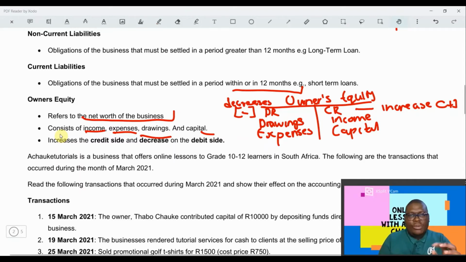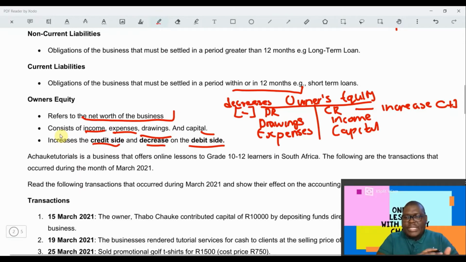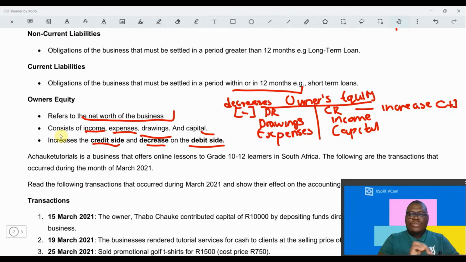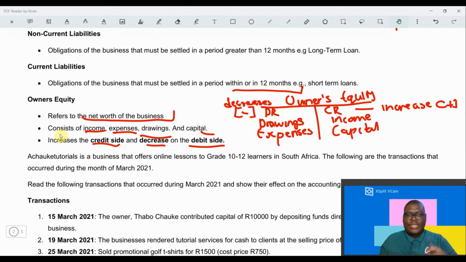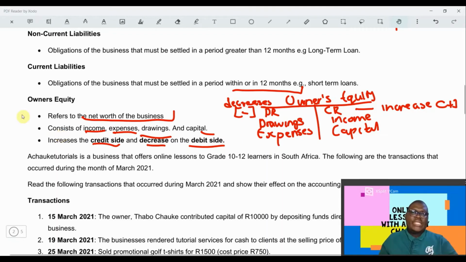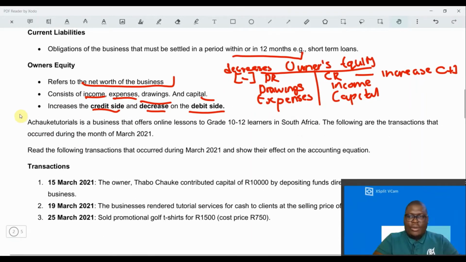And remember to read all those notes. Remember, I told you that the owner's equity will increase on the credit side and then decrease on the debit side, which is what I mentioned when I was drawing the T account. So you just need to be able to summarize these things for yourself so that you can move the transactions. So with that being said, we're going to go through the transactions that we're supposed to do and record them in the accounting equation.